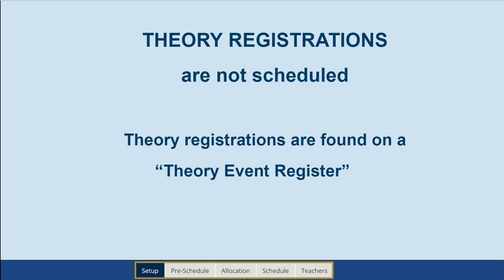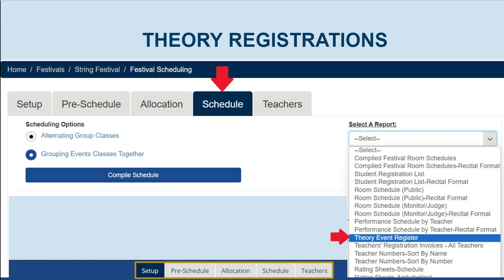Theory registrations are not scheduled. You will not see your theory registrations in the Pre-Schedule or Allocation tabs. Instead, the theory registrations will appear on the Schedule tab in the Select a Report list named Theory Event Registered.